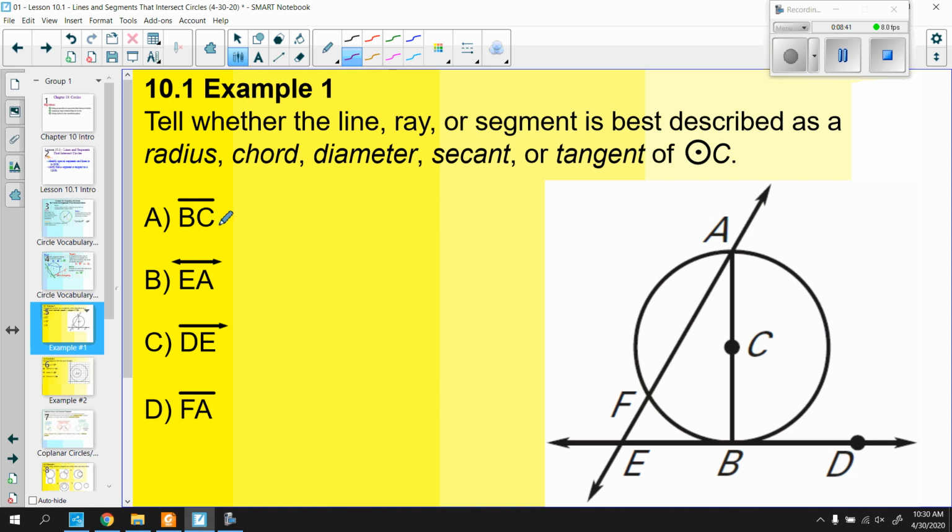So this is talking about just segment BC. Where's segment BC? From B to C, just this segment right here. I would say the best word for that would be a radius, right? Center to the edge of the circle.